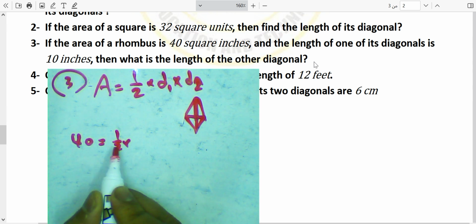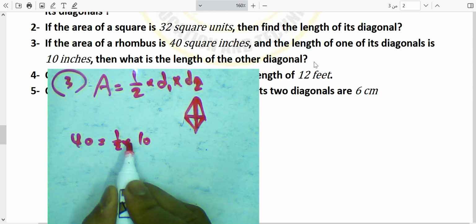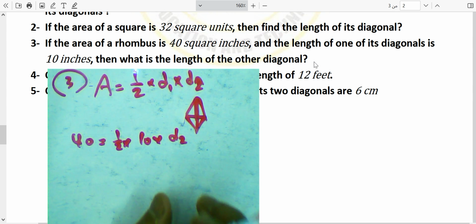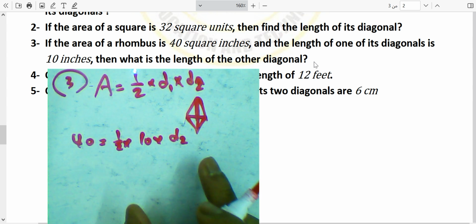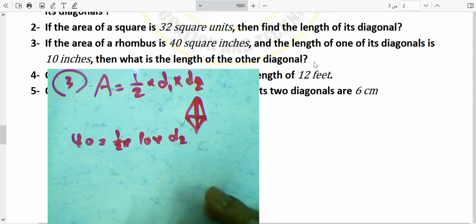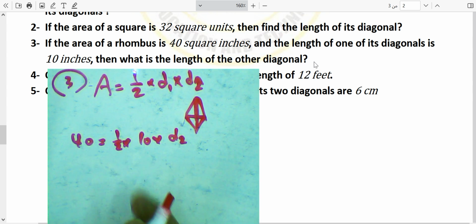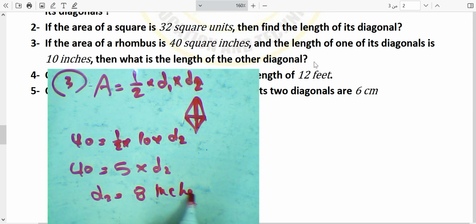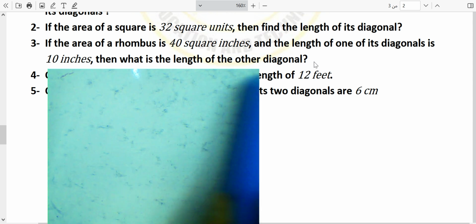He gives us the area, which was 40. So 40 equals half times the first diagonal, which was 10 inches, and the second I don't know. He asked about the other diagonal. You can write half of 10 equals 5. Then 40 equals 5 times diagonal 2. Then diagonal 2 equals 40 divided by 5, which equals 8. The length will be 8 inches. Okay, it's diagonal number 2.